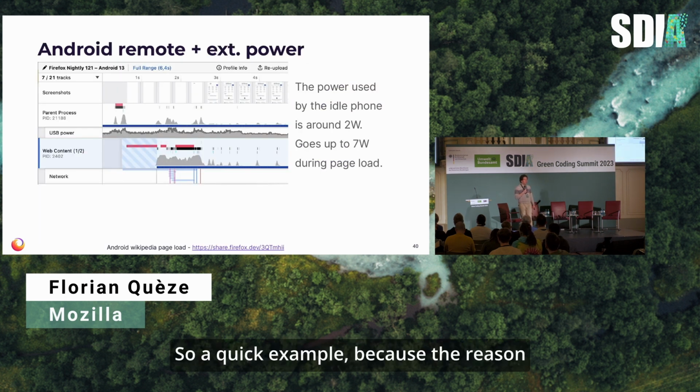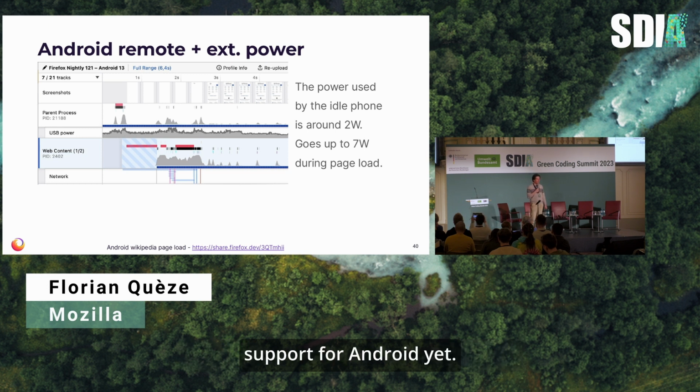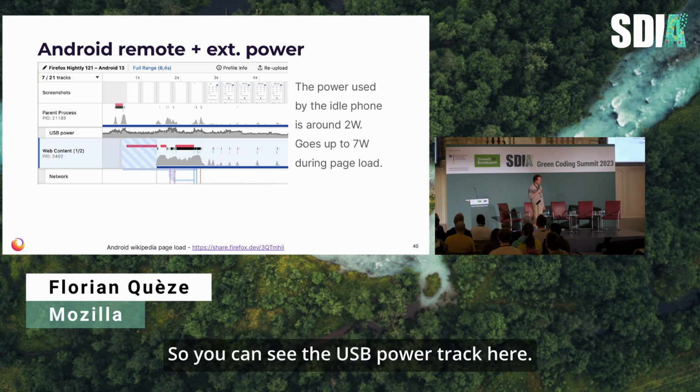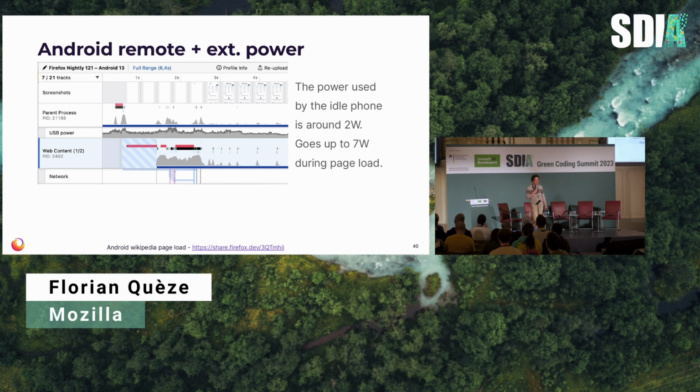So, a quick example. The reason why I started working on this is that I didn't have power profiling support for Android yet. And we have people who care a lot about power on Android, because this is where battery life matters the most, on phones. You really don't want to be out of battery there. So you can see the USB power track here.